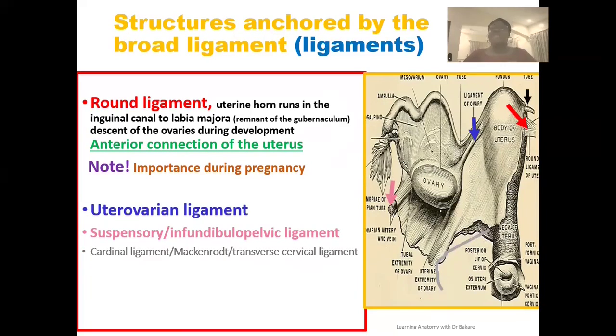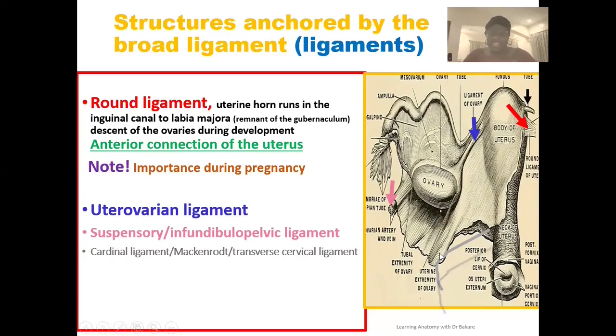Then the next ligament that we have anchored by the broad ligament of the uterus is the cardinal ligament. This cardinal ligament can also be referred to as the transverse cervical ligament or the Mackenrodt ligament. Remember when we described the orientation of the broad ligament of the uterus, we said that inferiorly it is attached or connected to the cardinal ligament.